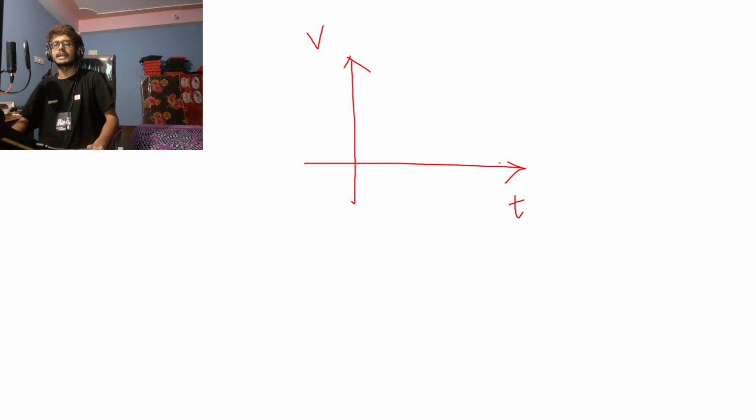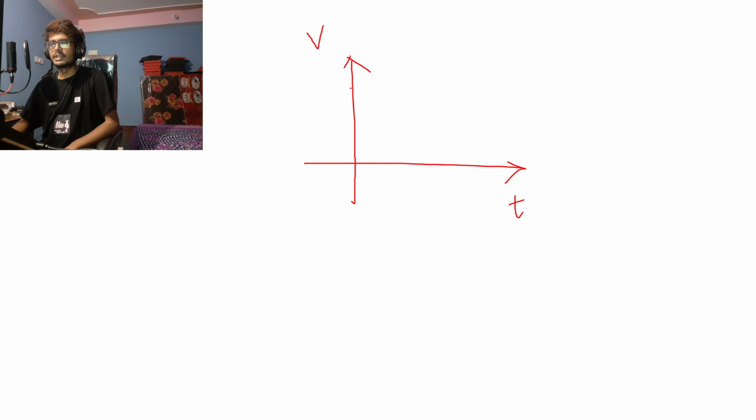What else did we study? I think we studied the velocity time graph and the acceleration time graph, right? So we studied the velocity time graph in detail. This is the velocity on the y-axis, time on the x-axis. You can interchange the axes, no problem. You can take time on the y-axis and velocity on the x-axis, it doesn't matter.